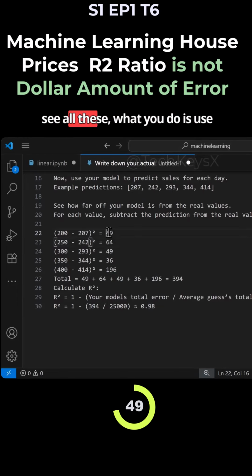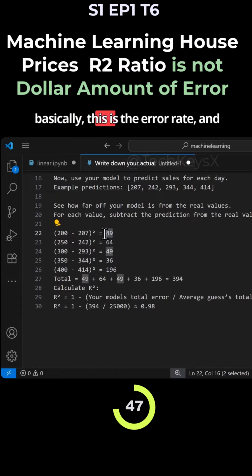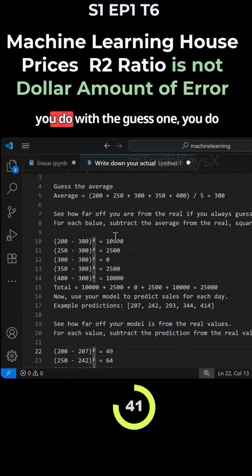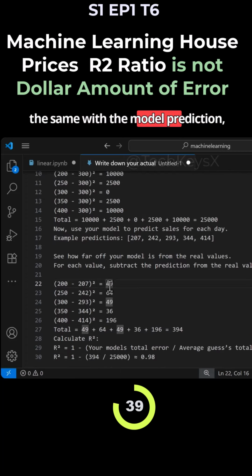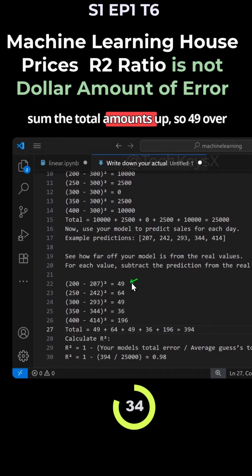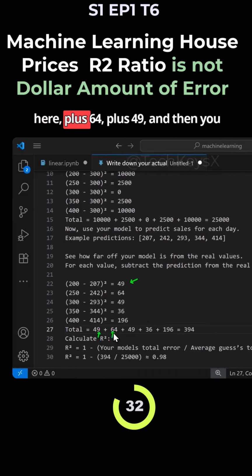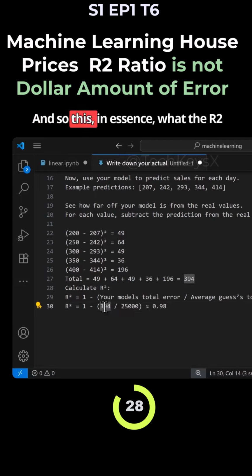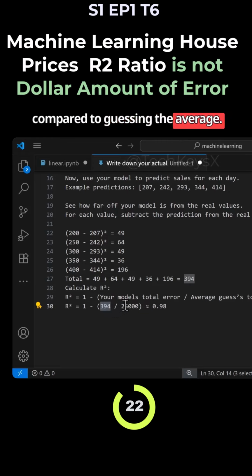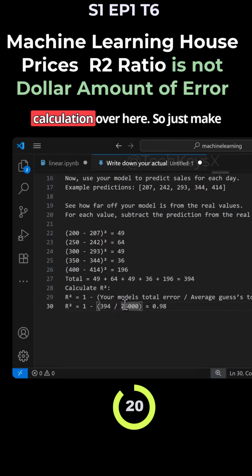So this is the error rate, and the reason we square them is to make the error appear larger, so it has a larger effect, just as you do with the guess one. You do the same with the model prediction, and what you end up with is you sum the total amounts up. So 49 over here plus 64 plus 49, and then you end up with this figure over here. In essence, what the R2 does is tell you how good your model is compared to guessing the average. So that's why we do this R2 calculation over here.